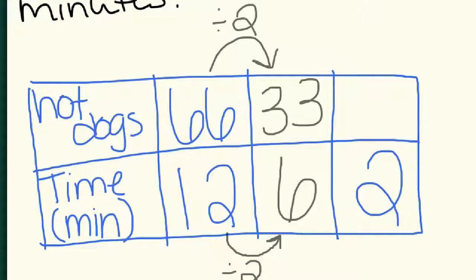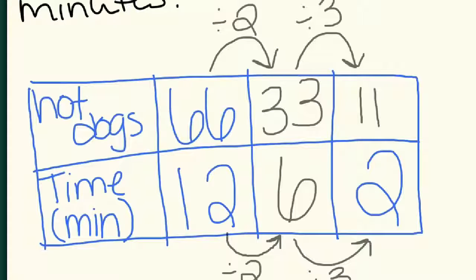But that's not enough, because remember the question wants us to find how many hot dogs he would eat at a constant rate within every 2 minutes. Okay, so now I need to somehow get from 6 to 2. So what can I do to get from 6 to 2? If your answer is divide by 3, you are again correct. Okay, so 6 divided by 3 is 2, so that checks out. So now we must do 33 divided by 3. And our answer is 11.